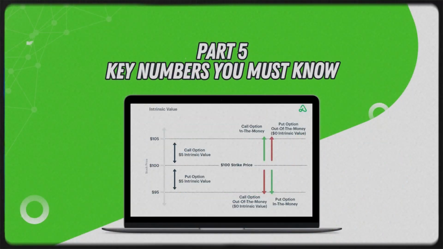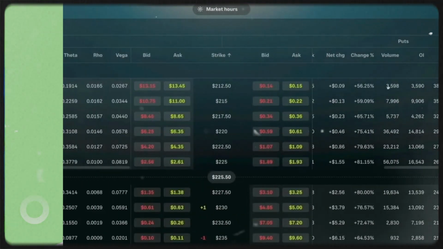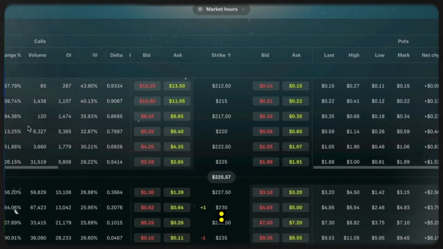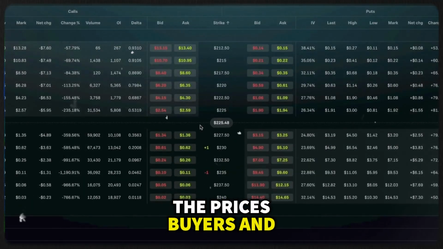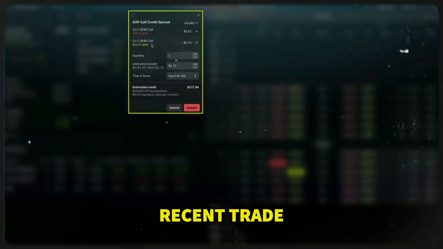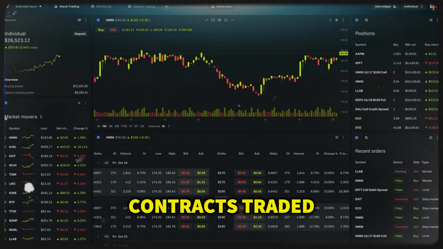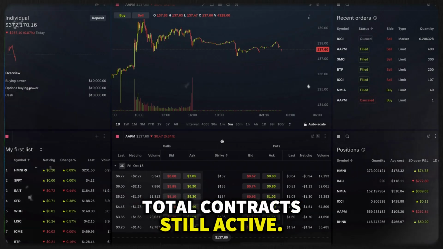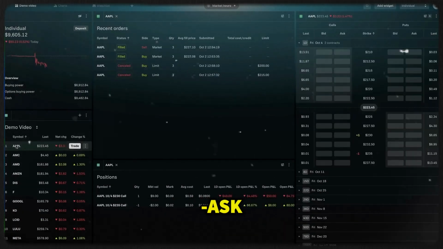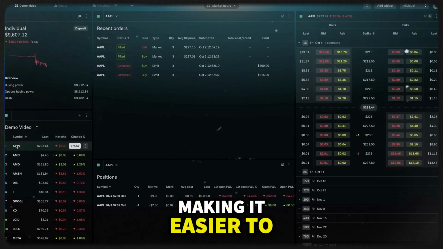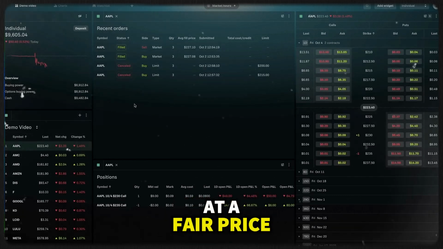Part 5. Key numbers you must know. To the right of each contract, you'll see numbers like bid and ask, the prices buyers and sellers are offering. Last price, the most recent trade. Volume, contracts traded today. Open interest, total contracts still active. Look for tight bid-ask spreads and high volume. That means liquidity, making it easier to enter and exit trades at a fair price.